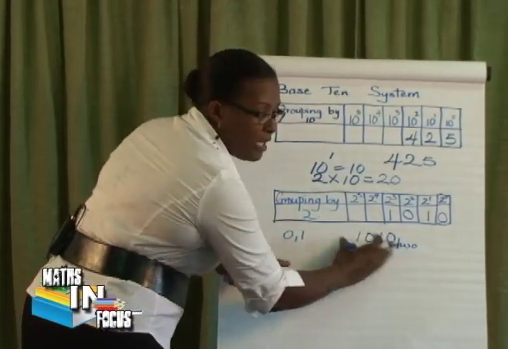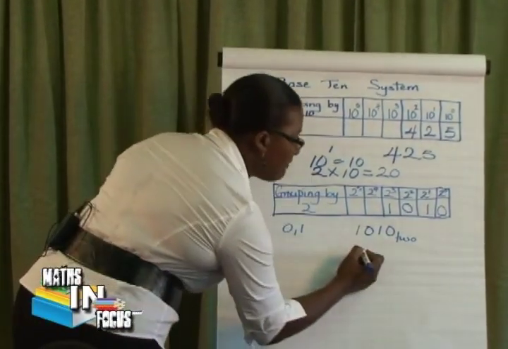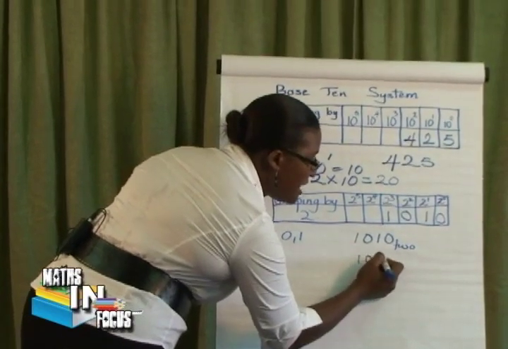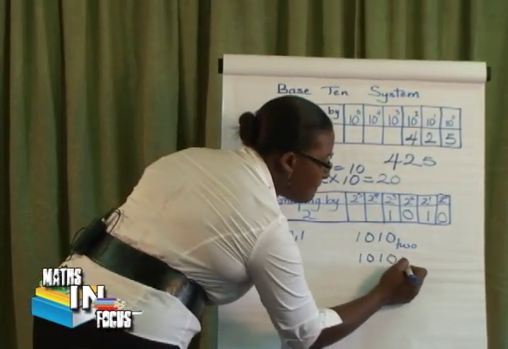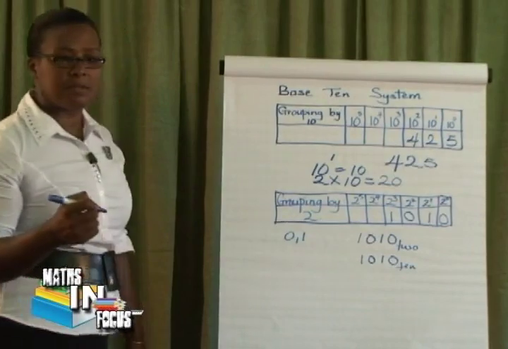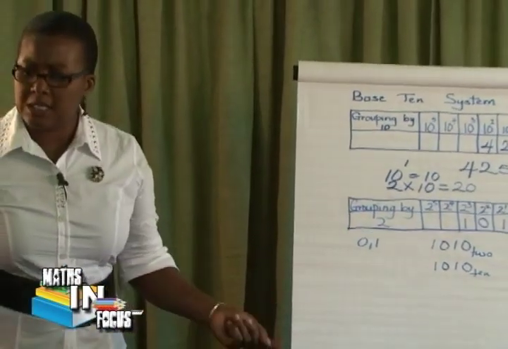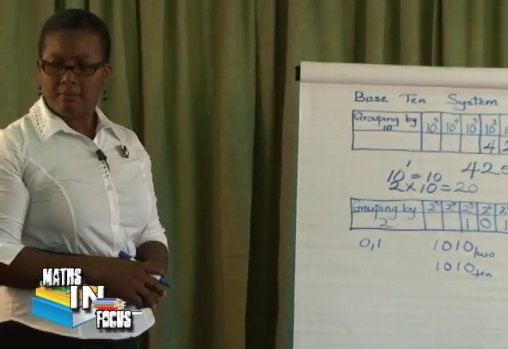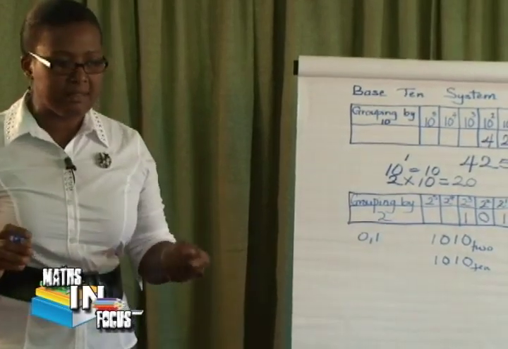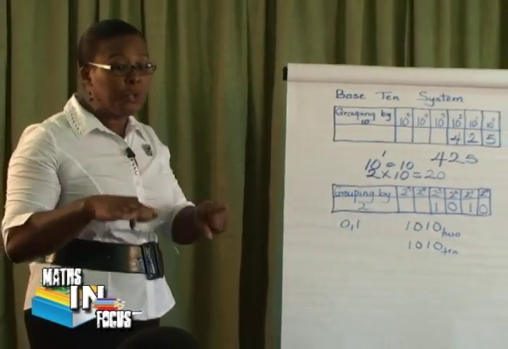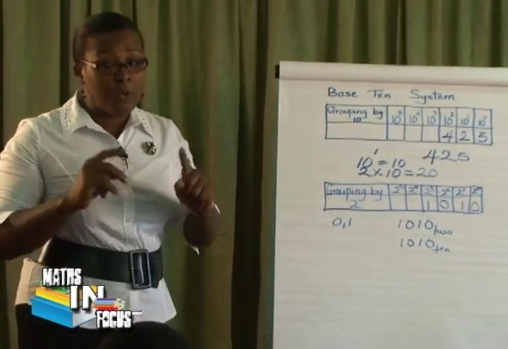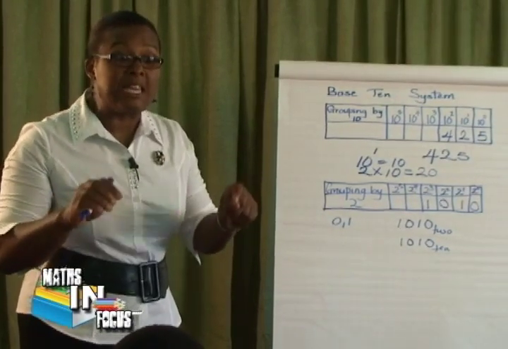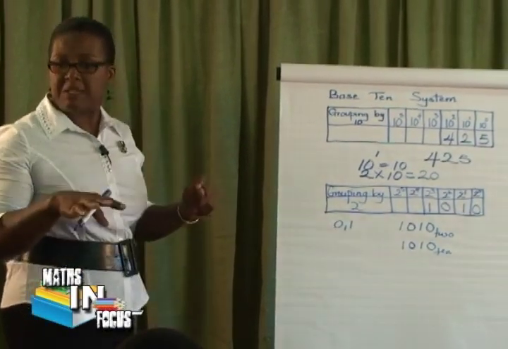Now, this is in base 2. What about if we have the same number in base 10? And we ask ourselves, of the two, which is the larger? They're not in the same base. So the first thing we're going to have to do to identify which is larger is put them in the same base. So we're going to take them to base 10.